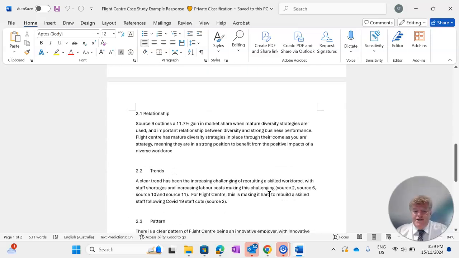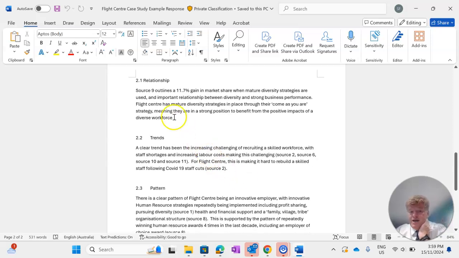Now we get to the relationships, patterns, and trends. So the first relationship, I've said, so relationships are two variables that work together. The relationship between increased market share and diversity strategies in terms of HR. And I've then said that Flight Centre has a mature diversity strategy in place through the Come As You Are strategy. You notice I've also referred to the sources there, meaning they're in a strong position. So this is the effect.